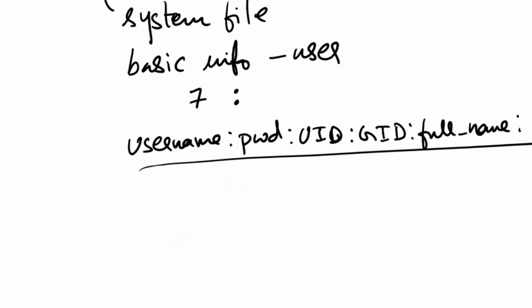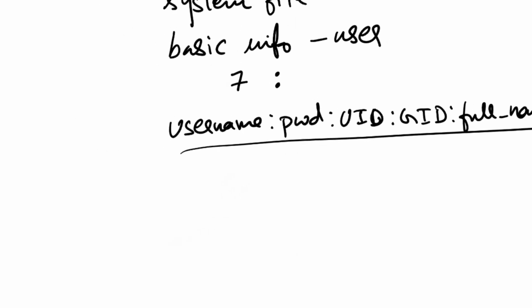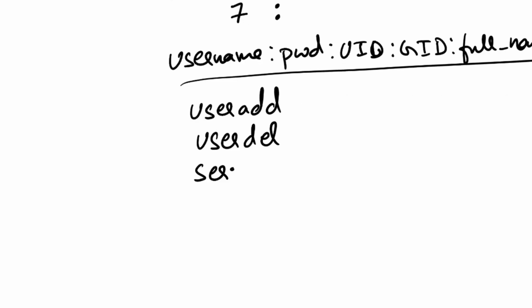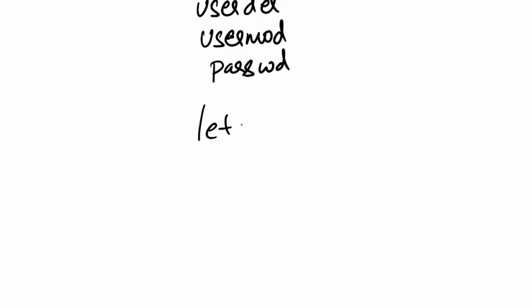The user account information is primarily managed by system administrators or through user account management commands. Some of the commonly used commands are useradd, used to add new user accounts, userdel, used to delete user accounts, usermod, used to modify user account attributes, then passwd, used to change a user's password. Now let's talk about the /etc/shadow file.